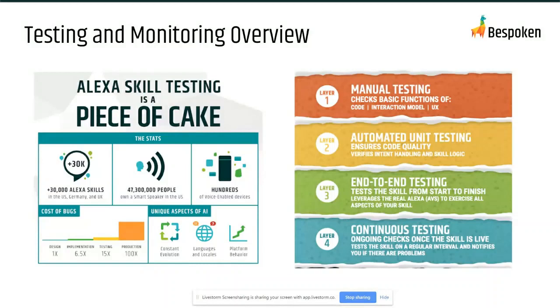But really where we come into play as Bespoken is on that second layer, automated unit testing. This is really about ensuring that your code is working correctly. During development time, it's extremely helpful for developers as they're building their skill to add unit tests to make sure that the code is doing what they're expecting it to be doing.